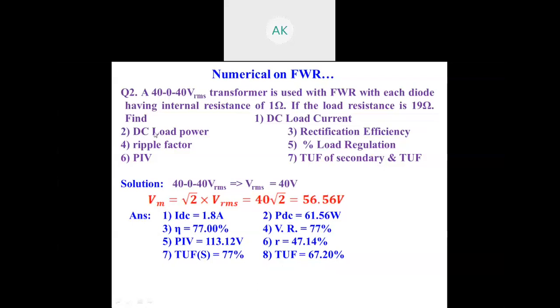Next, efficiency. What is the efficiency? Efficiency is given as PDC divided by PAC. PDC we have already found. Now we want to find out PAC. So what is PAC? You can use the rectification efficiency expression, 8 divided by pi square into RL divided by Rs plus Rf plus RL. Simply use that.